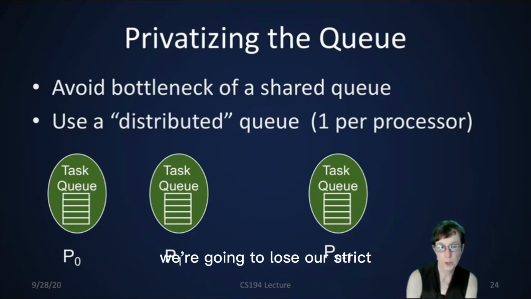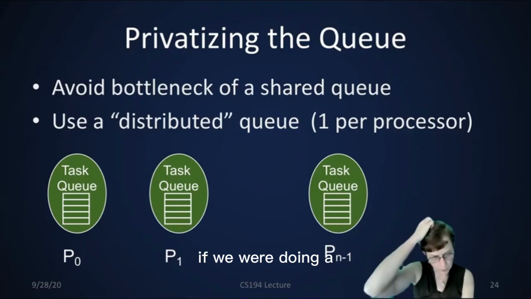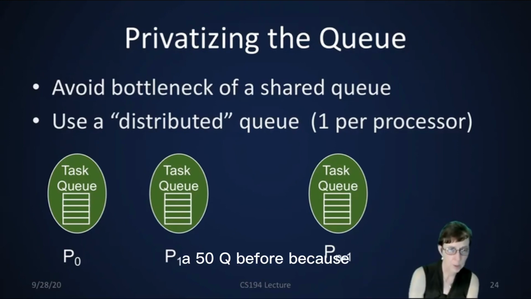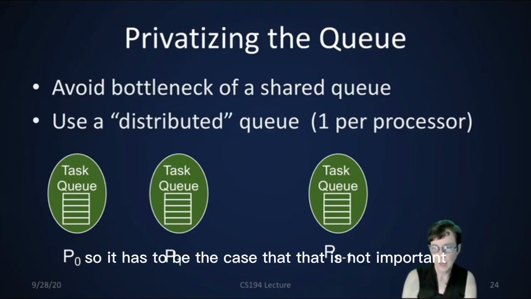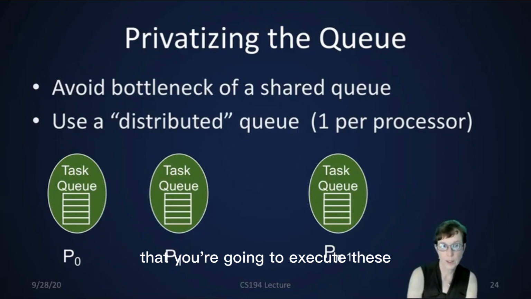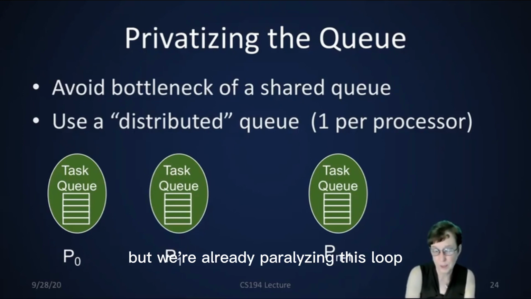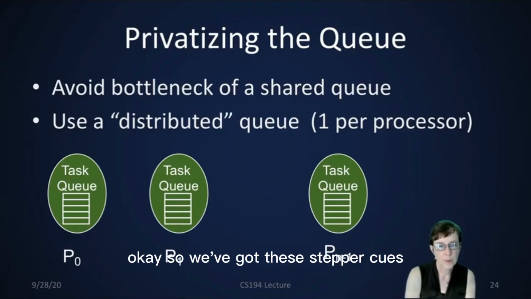We're going to lose our strict ordering properties on the queue if we were doing a FIFO queue before, because now each processor can access a different one of the queues, and that will reorder the tasks. So it has to be the case that you don't care about exactly the order in which you execute these. But we're already parallelizing this loop, so presumably you didn't care too much about the task order. Okay, so we've got these separate queues.